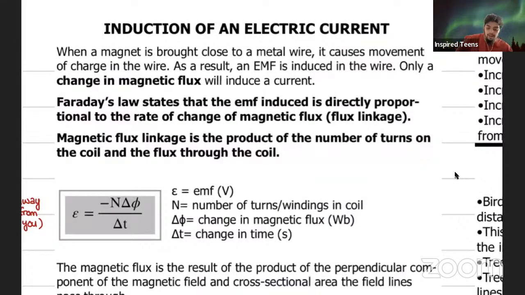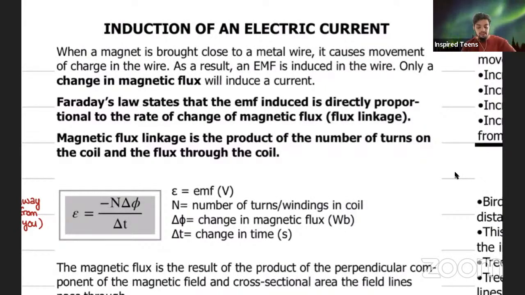When a magnet is brought close to a metal wire, it causes movement of charge in the wire, which is current. As a result, an EMF is induced in the wire. Only a change in magnetic flux will induce current. So how do we induce an electric current? We bring a magnetic field towards the wire.